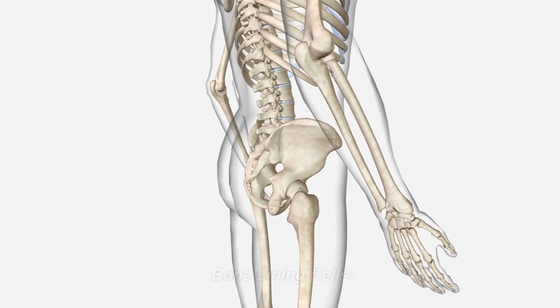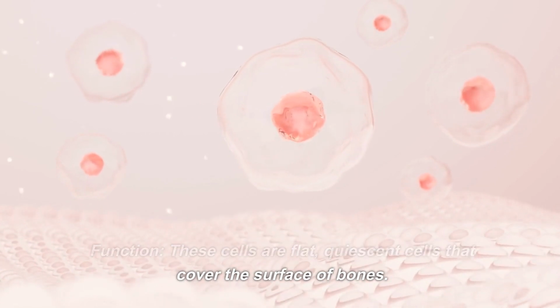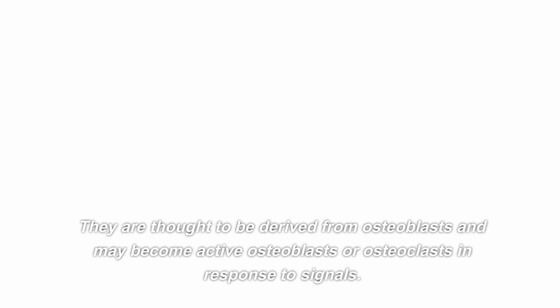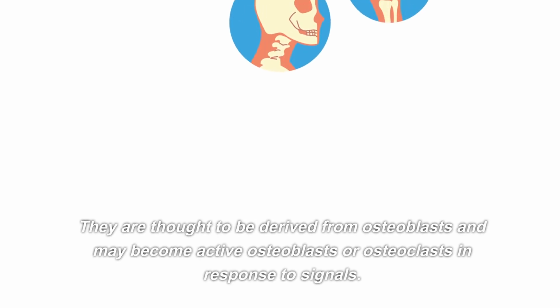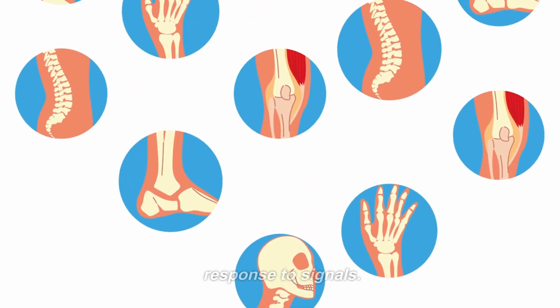Bone lining cells. Function. These cells are flat, quiescent cells that cover the surface of bones. They are thought to be derived from osteoblasts and may become active osteoblasts or osteoclasts in response to signals.